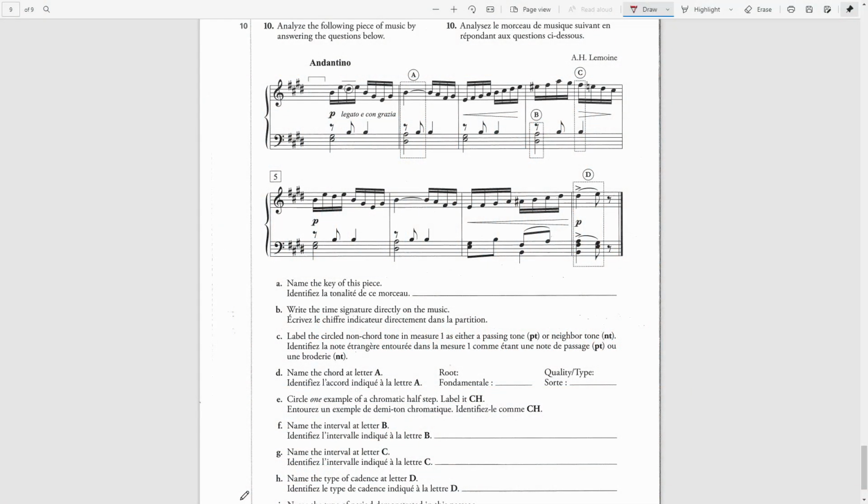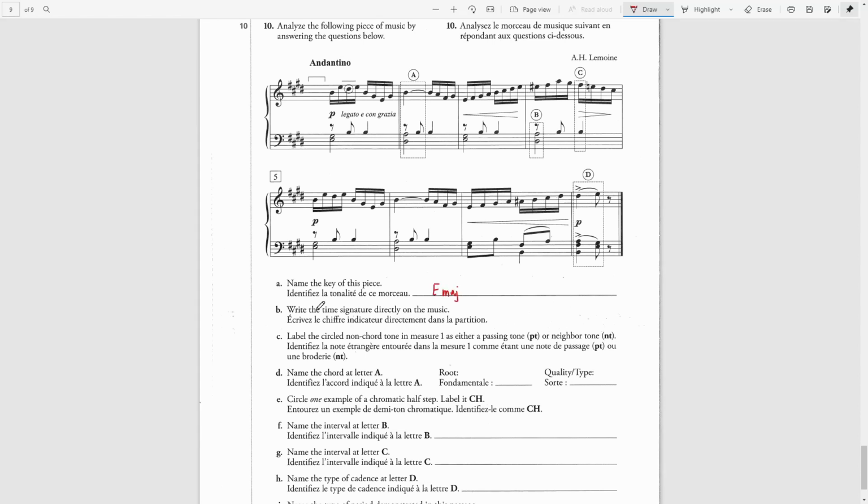In the last question of the exam, you have to analyze the following piece of music by answering the questions below. In the first question, you have to name the key of this piece. A key signature with two sharps could be either E major or its relative minor, C sharp minor. Notice we have a tonic chord of E major, E and a G sharp and B, and also you can see here this chord broken down, and the last chord and the last melody note is an E. This is the key of E major.